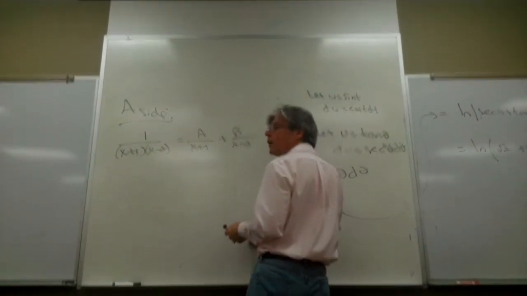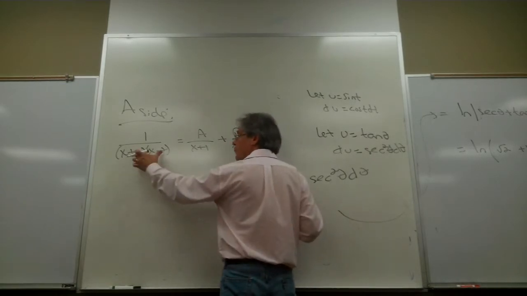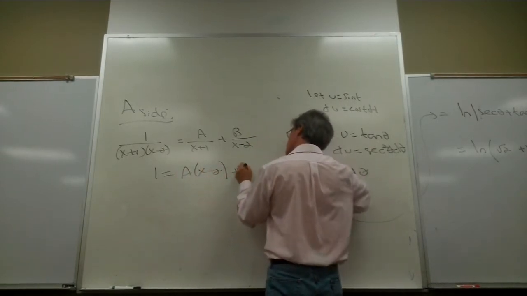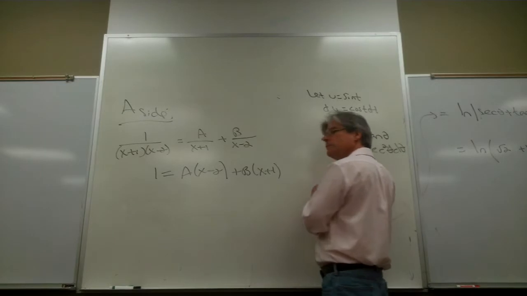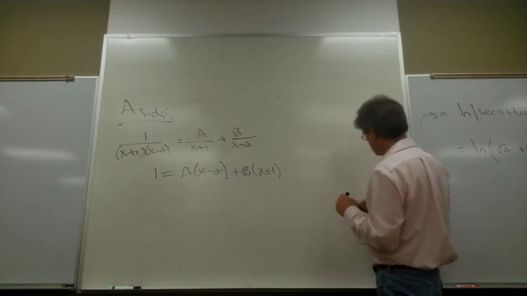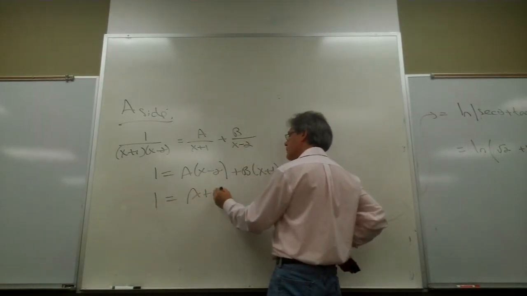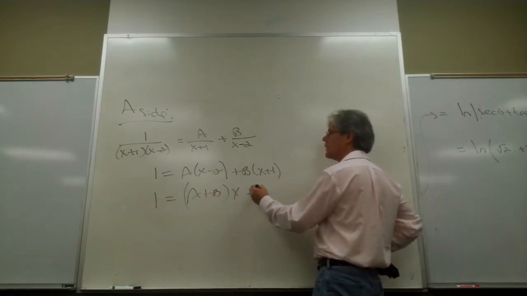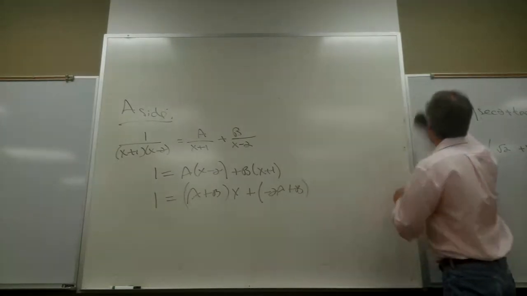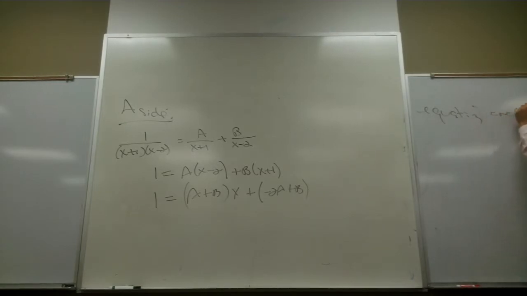So what I will do is I will simply get rid of fractions. I'll clear fractions. I'll multiply both sides by the product of these two bases, and here's what I get. And in clearing parentheses, I get A plus B times x, plus negative 2A plus B is my constant. And then equating coefficients.